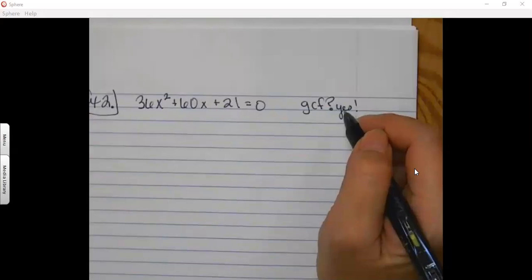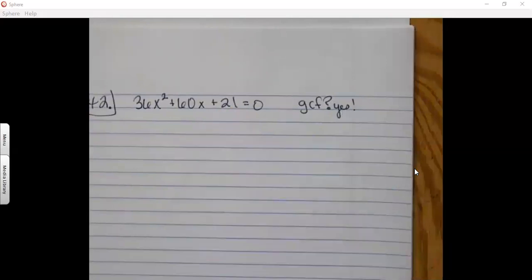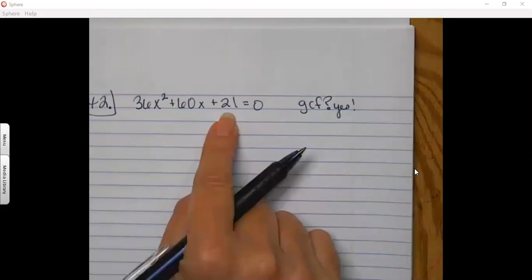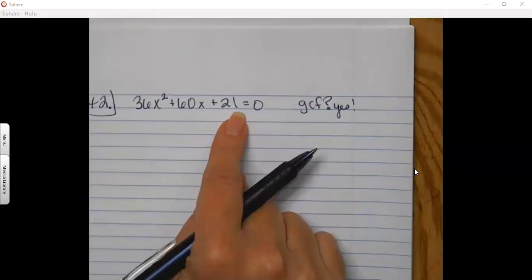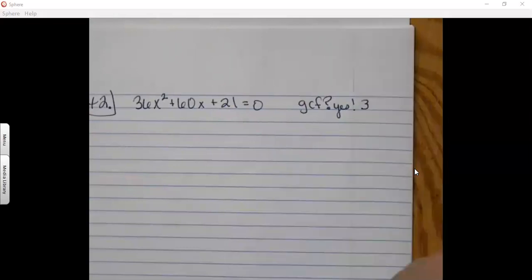Does 21 divide into 36 and 60 evenly? Okay, look at your smallest number. What are the factors of 21? 3 and 7. 21 and 1, but that's not going to help us. If it's a common factor, it can't be any factors that the smallest number doesn't have. So will 7 divide into all 3 terms evenly? No. 3 will. So 3 is a common factor, right? Or it could be 21. Will 21 divide into all 3 terms evenly? No. 3 will.